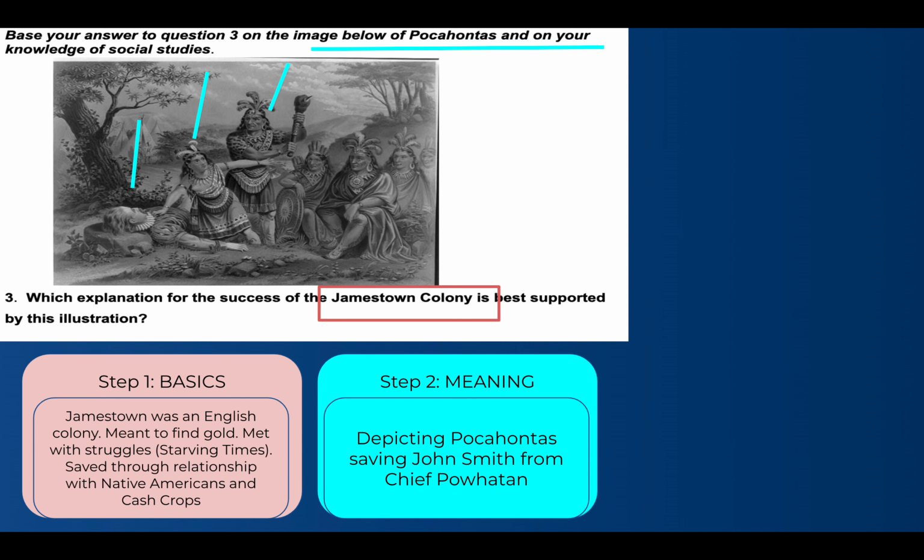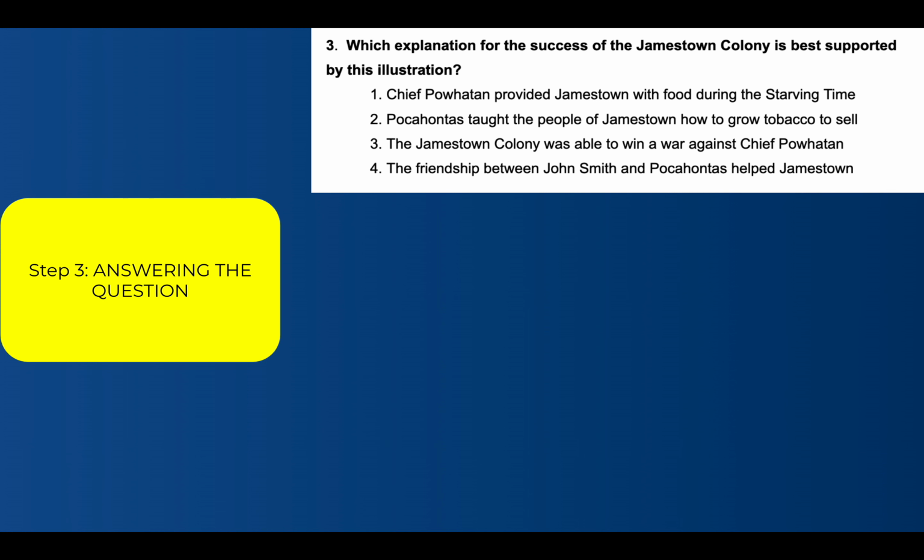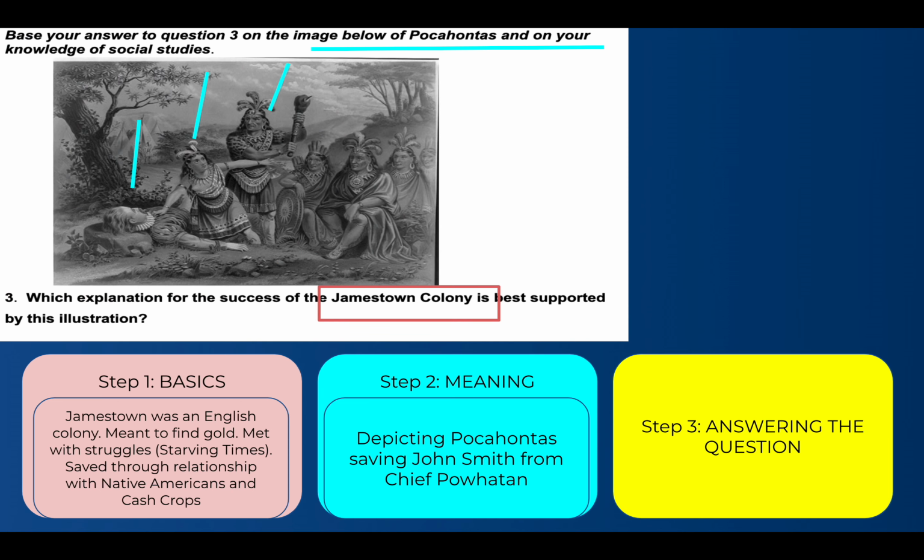This is depicting Pocahontas saving John Smith from Chief Powhatan. It's an event that we kind of talked about, talked about its historical accuracy, but this is what this drawing is showing. Pocahontas in the middle defending John Smith, and this will have a meaning. The person that drew this was depicting something. So, which explanation for the success of the Jamestown colony is supported by this illustration, by the drawing of Pocahontas saving John Smith?